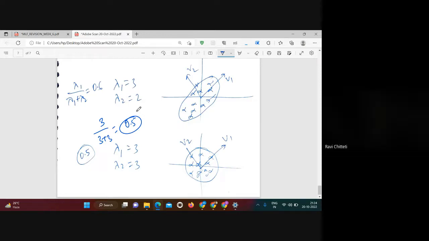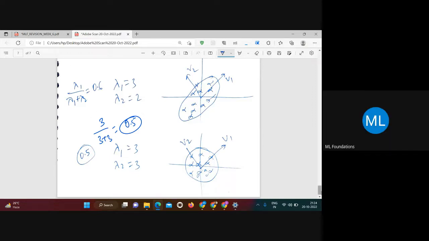One other small question. What does lambda 1 by lambda 1 plus lambda 2 actually represent, or where does it come from? Is it a contribution?